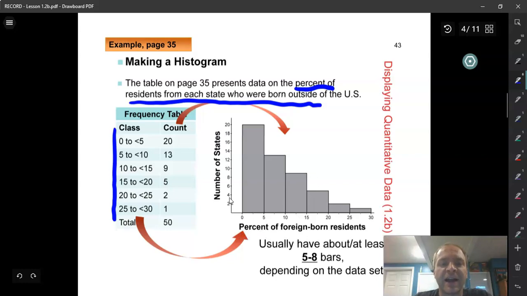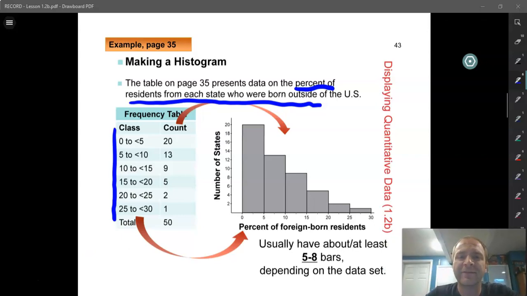And then it looks at the count. They went through the table and counted, okay, how many were from 0 to less than 5%? There were 20. How many from 5 to less than 10%? Well, there were 13. And then you go through and you have the histogram created. Notice it's scaled and the axes are labeled. When you're doing this, you usually want about 5 to 8 bars, or classes, depending on the size of the data set.